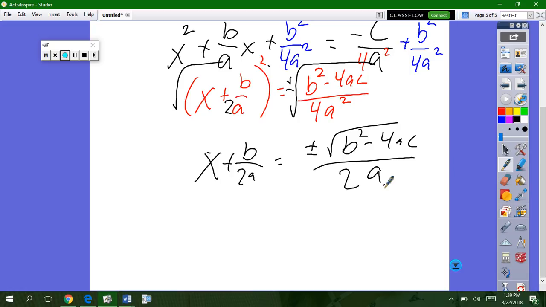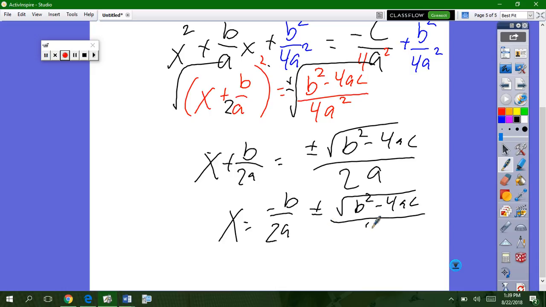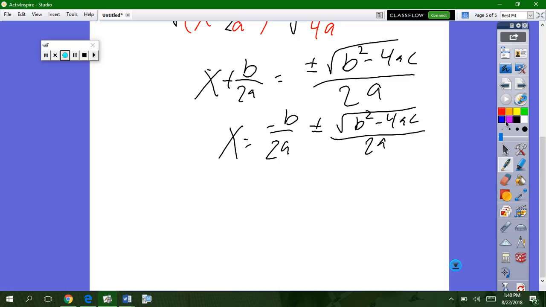Is x by himself yet? No. So therefore x equals negative B over 2A plus or minus the square root of B squared minus 4AC all over 2A. And because they have a common denominator, what happens? I can just add the top.